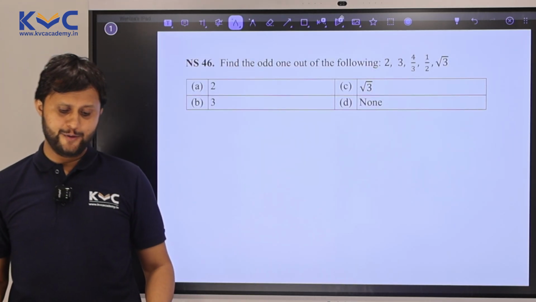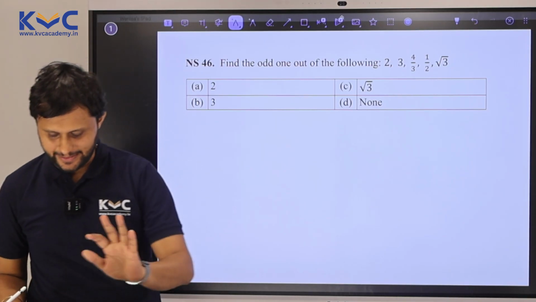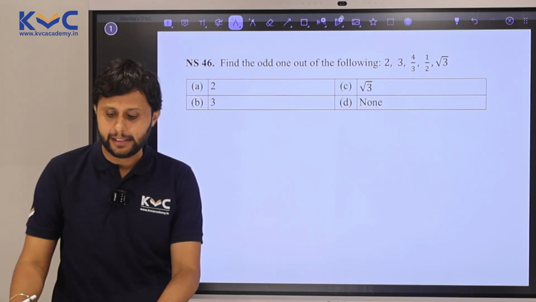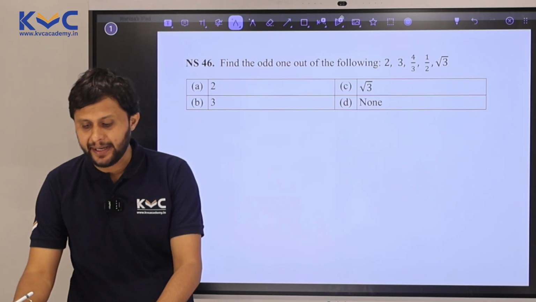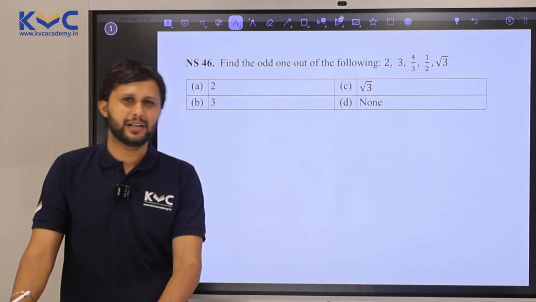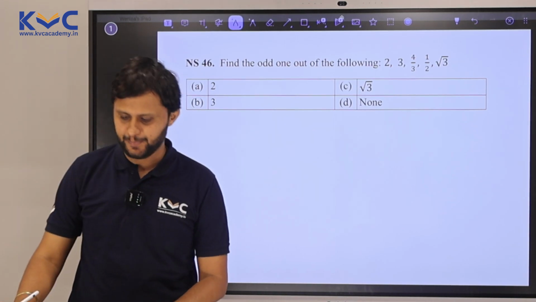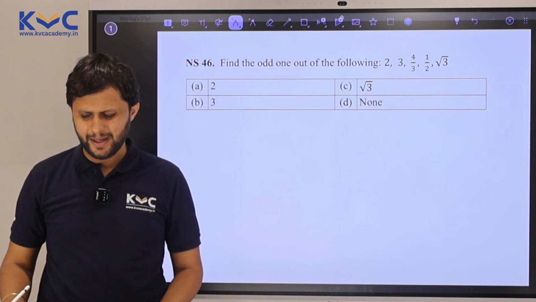46. Find the odd one out. This is also the last question from this unit. Okay, done. 2, we have 3, 4 by 3, 1 by 2. And then we have root 3. But you must have already guessed because we have number system done in mathematics. So we have 2, 3, 4 by 3, 1 by 2.